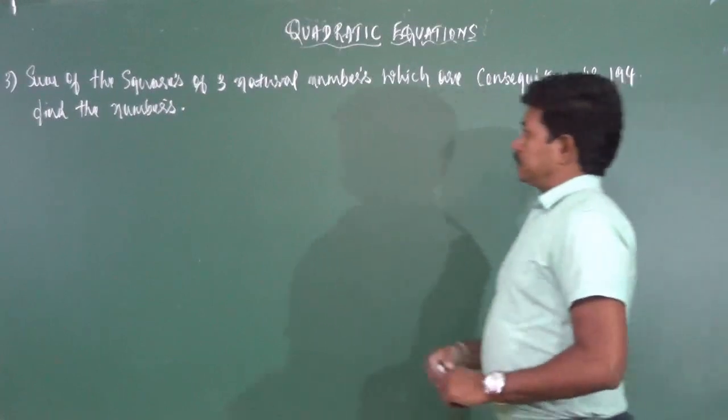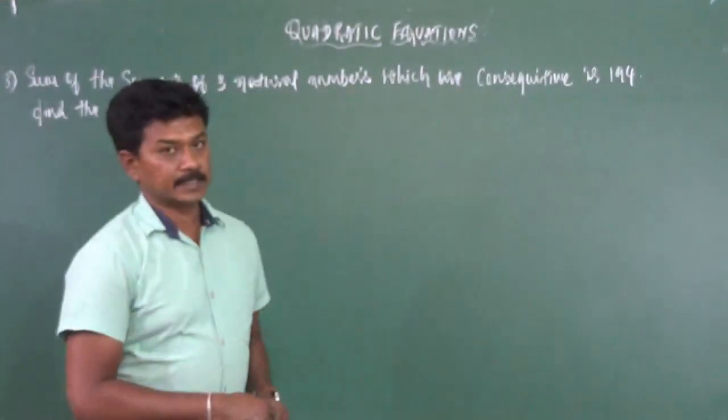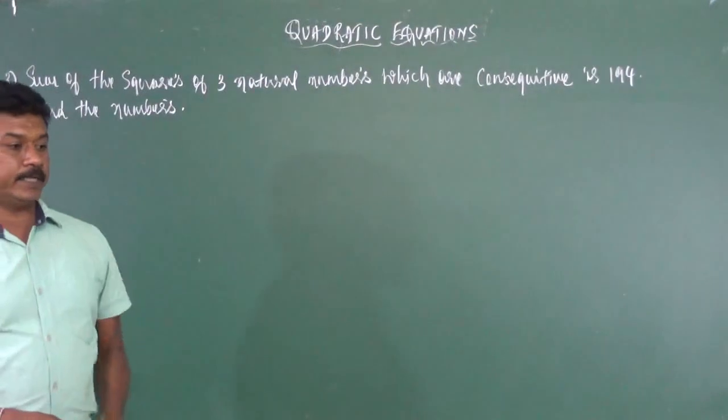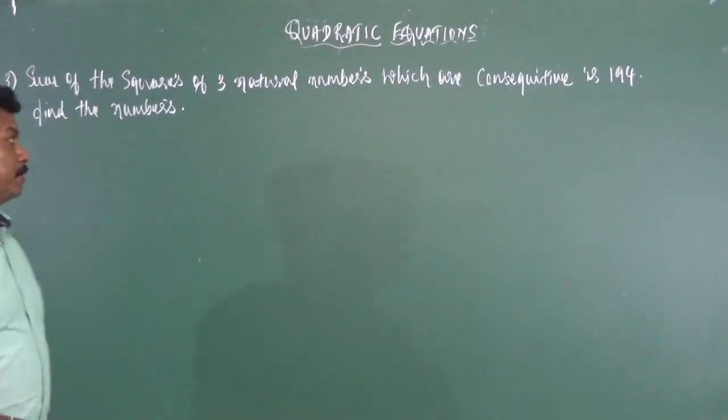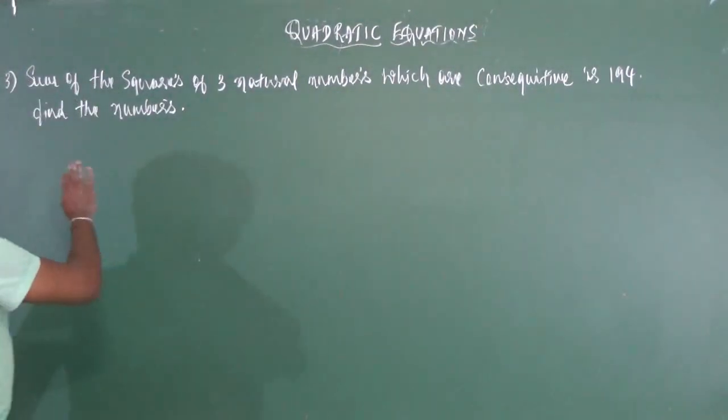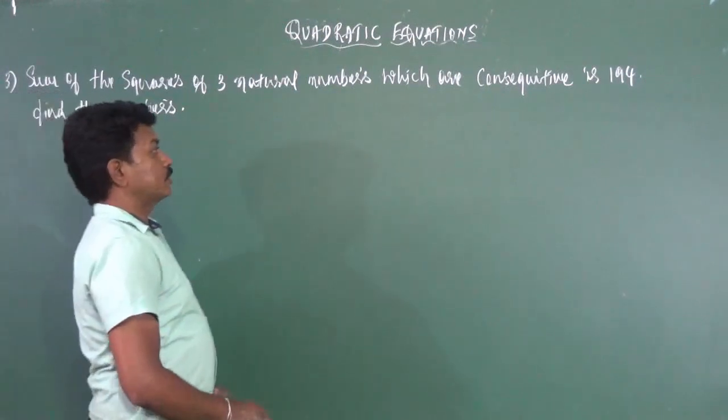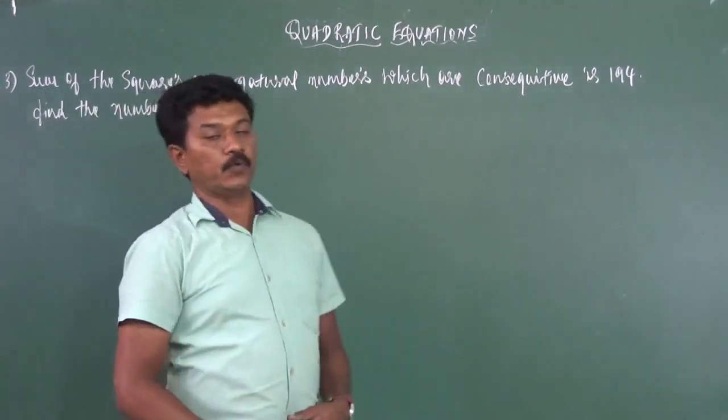Okay, let us get into the third problem, which is for 2 marks. Just to sustain the remaining time, I have taken up this particular problem. Sum of the squares of 3 natural numbers which are consecutive is 194.